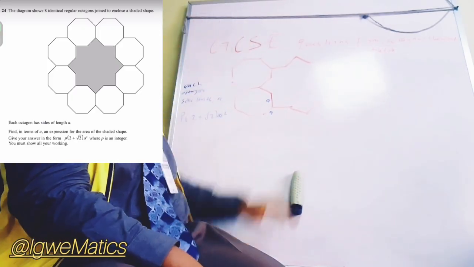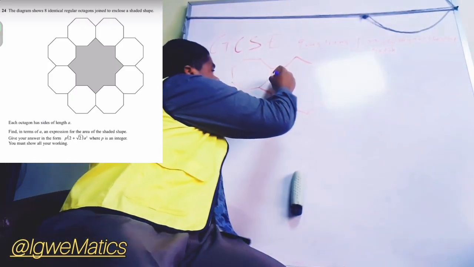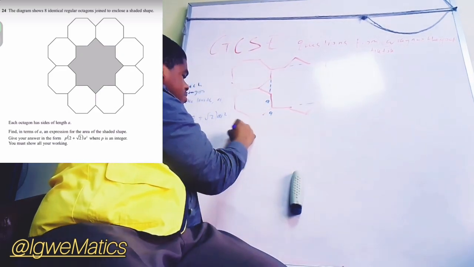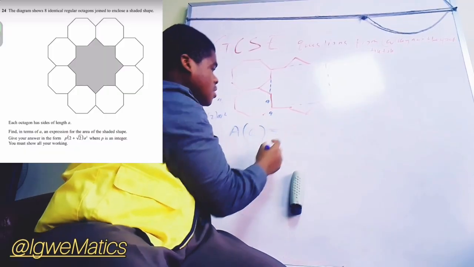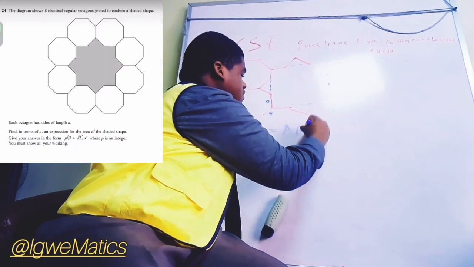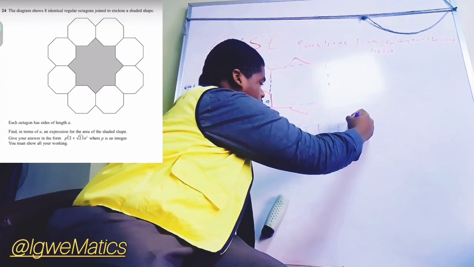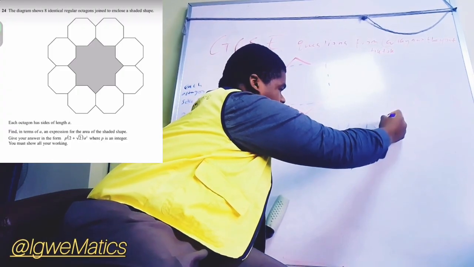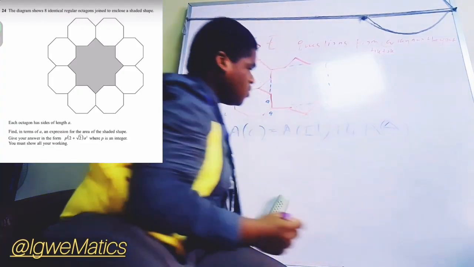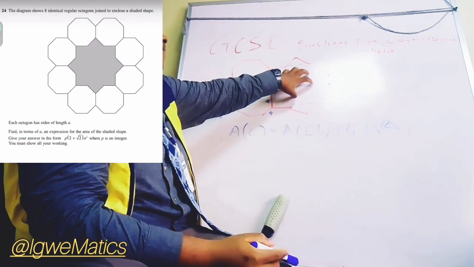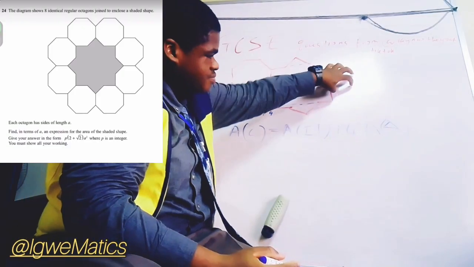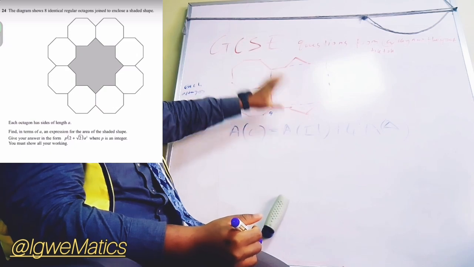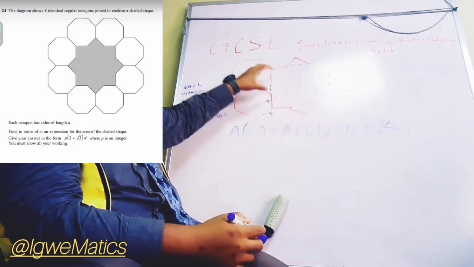And the area of this shape, if you complete this square, then the area of that complex shape, A of C, is going to equal the area of the square plus 4 times the area of the triangle. That is, we have the area of this square here plus 4 times the area of this triangle. So if we have the length of the square, we can find the area.